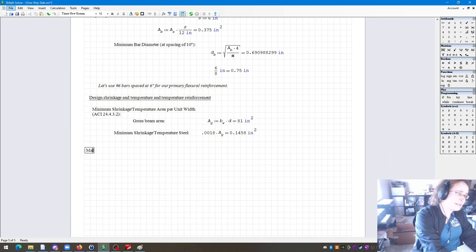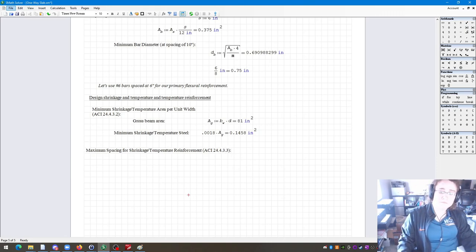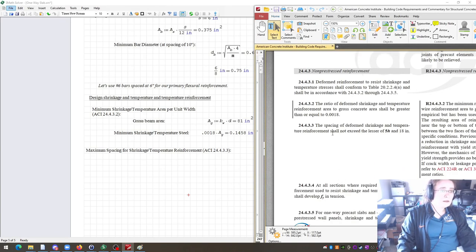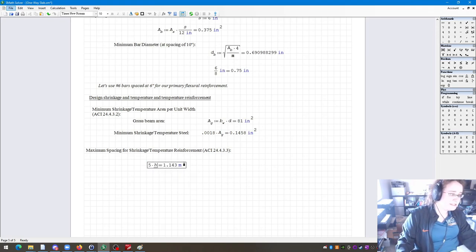And then we do need the maximum spacing. And that again is found in ACI 24.4.2.3. And looking here, deformed shrinkage and temperature reinforcement shall not exceed the lesser of 5H and 18 inches. So 5 times H is that lovely number in meters, or 18 inches. So 18 inches controls. So the maximum spacing is going to be 18 inches.